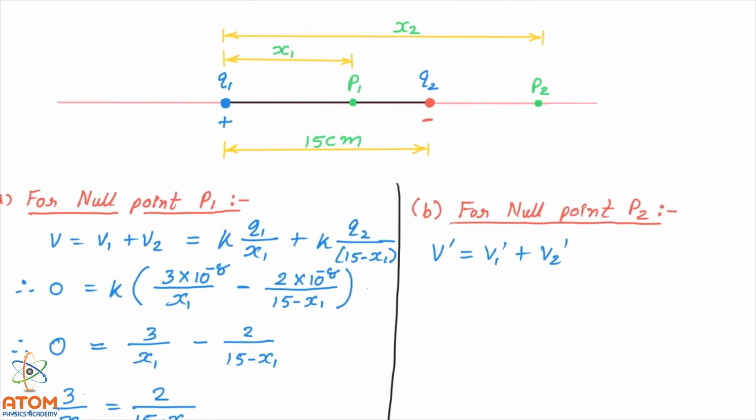Here it is. Now we are talking about this point P2. So we need the distance of P2 from Q1, and that is obviously x2. So for V1 dash, we will use the distance x2. Now for V2 dash, we need the distance between Q2 and P2, and that will be obviously x2 minus 15. We need this distance, that is x2 minus 15. So I'll put that values in this equation. Let us see that.